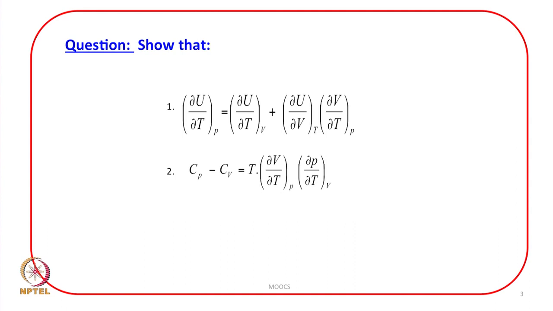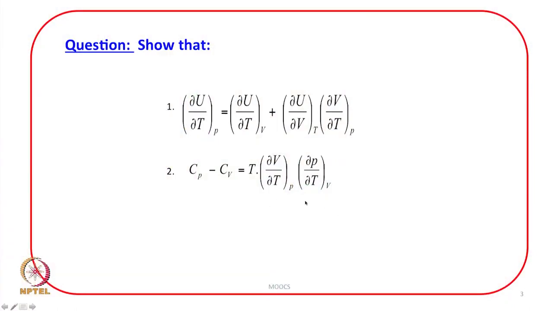Please remember again that the equation that we have derived is not just applicable to an ideal gas. It is applicable to all systems. What we need to know is how the various thermodynamic properties depend upon volume, pressure, and temperature. And this equation number 2 that we derived, you can yourself show that for an ideal gas, this will be equal to nR. If you just find out for an ideal gas the variation of volume with temperature at constant pressure and the variation of pressure with temperature at constant volume, you will find that Cp minus Cv for an ideal gas turns out to be equal to nR.